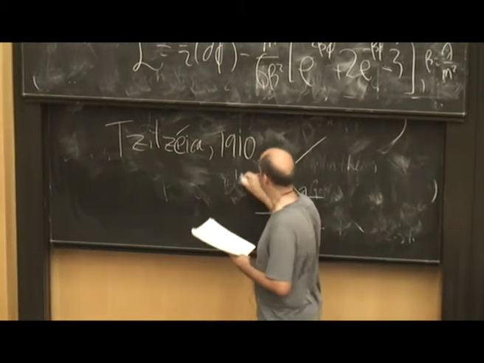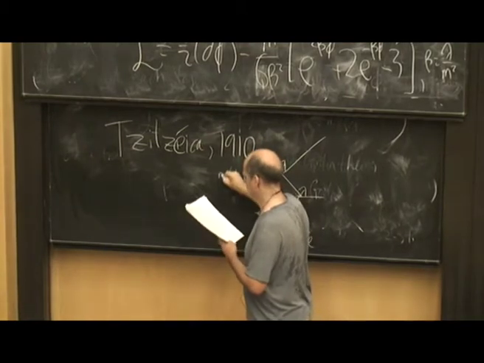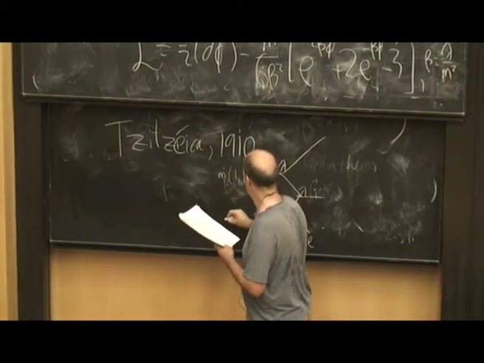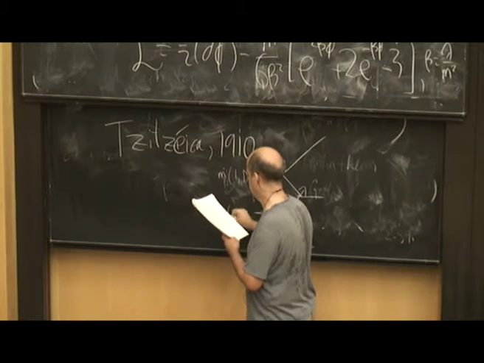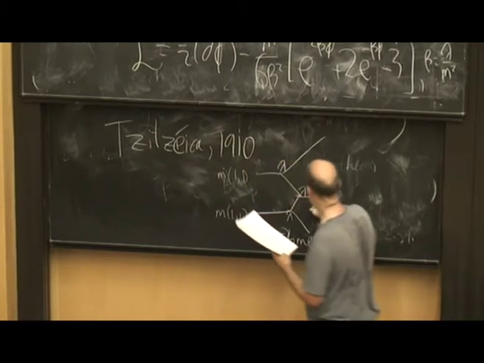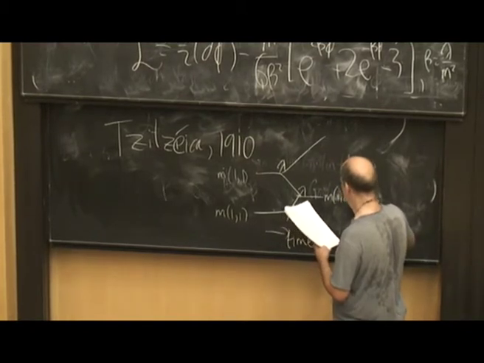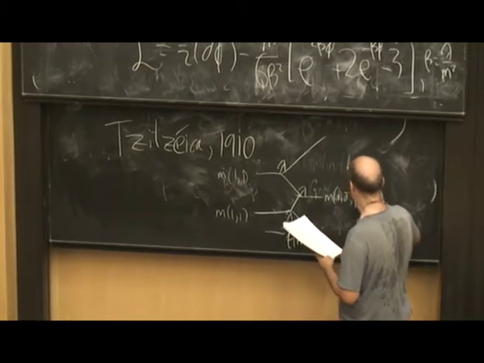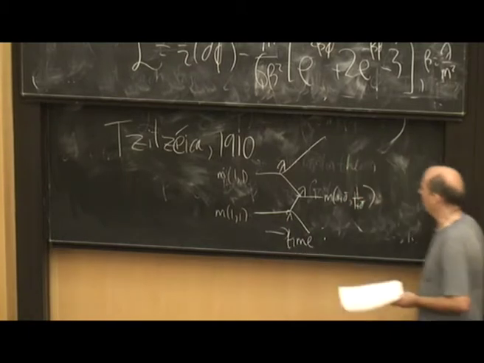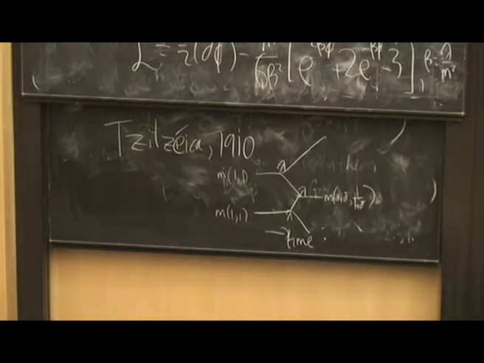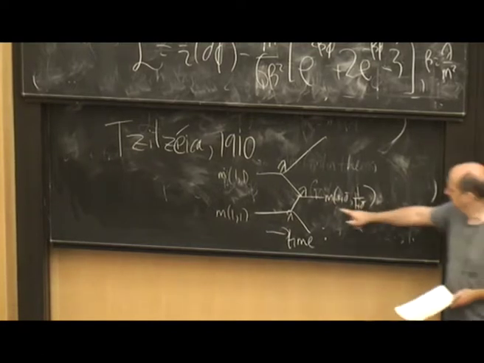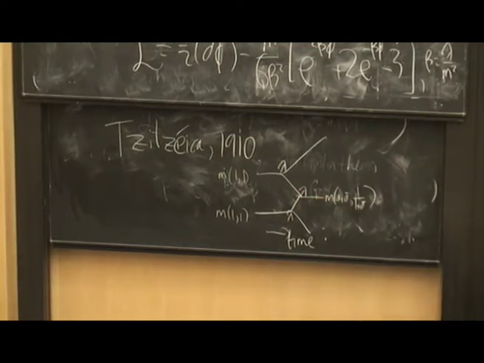Once I fix those momenta, the other two momenta are fixed for me, and you can check without too much difficulty that when delta tends to 0, these two propagators have to go on shell.